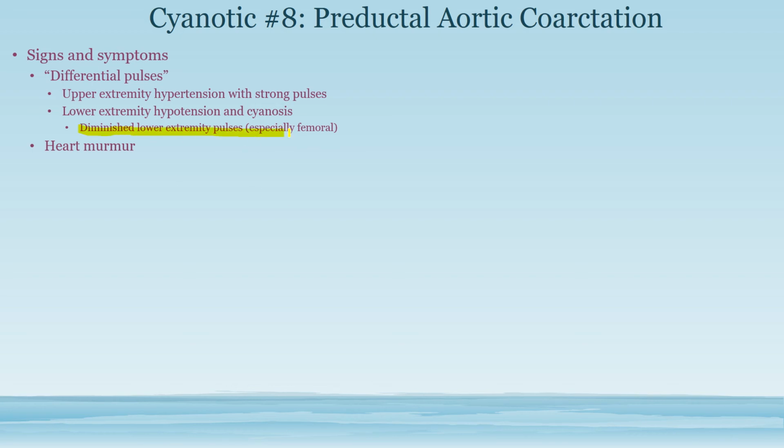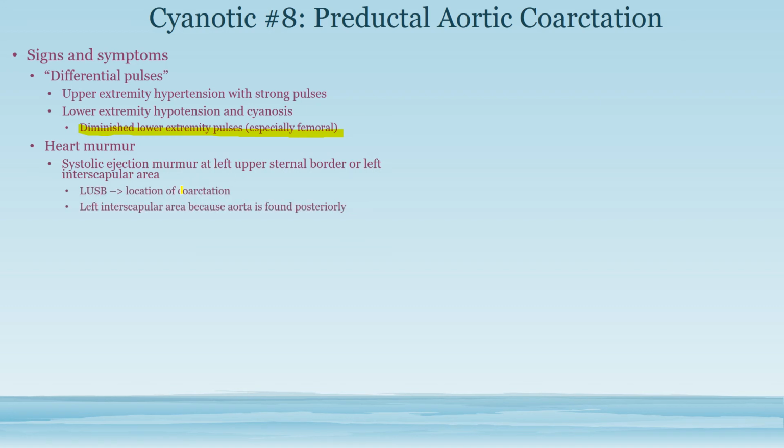You also get heart murmurs with the preductal aortic coarctation as well because of the coarctation itself. You get a systolic ejection murmur when the blood is trying to go through that narrowed part of the aorta at the left upper sternal border or the left interscapular area. And these locations are important. The left upper sternal border is the location of the coarctation proximal to the ductus arteriosus, and the left interscapular area because the aorta is the most posterior vessel found in the thoracic cavity.